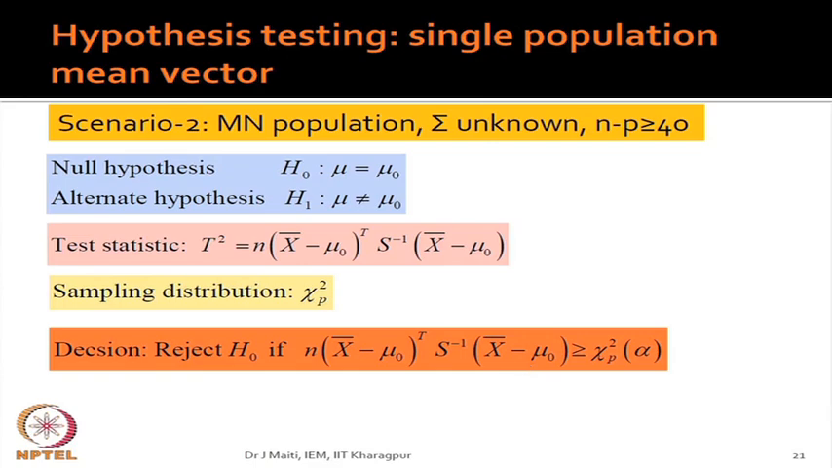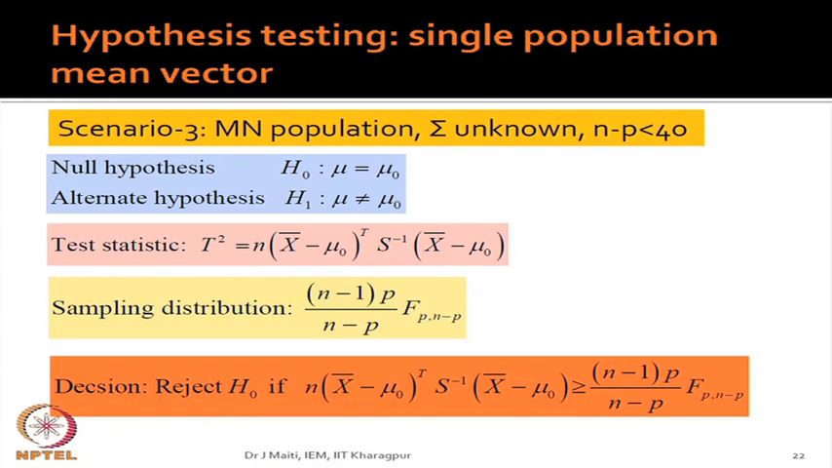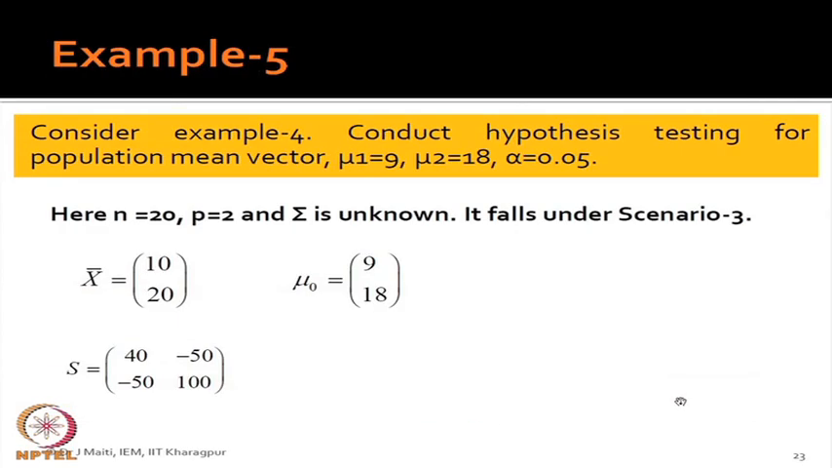Okay. Then scenario 3, you all know that you will be using the sampling distribution F. So, again your decision will be like this. Now, if this is the case, then see one problem again. Consider example 4: conduct hypothesis testing for population mean vector mu 1 equal to 9 and mu 2 equal to 18, alpha equal to 0.05.